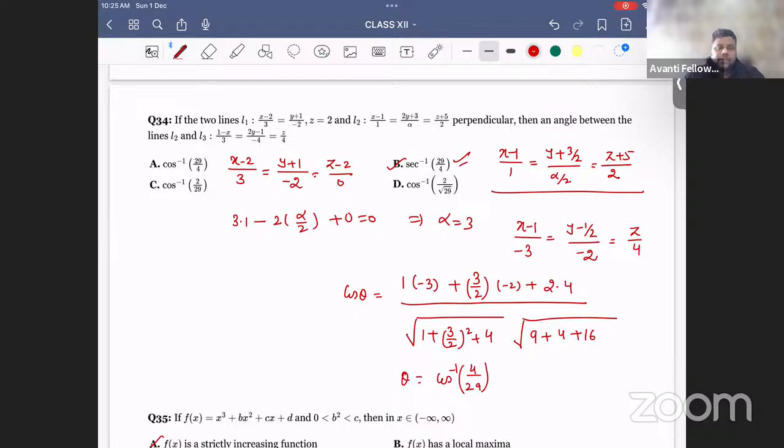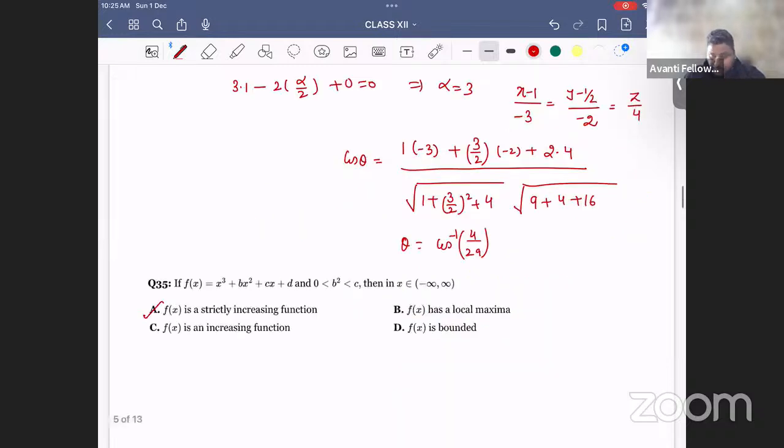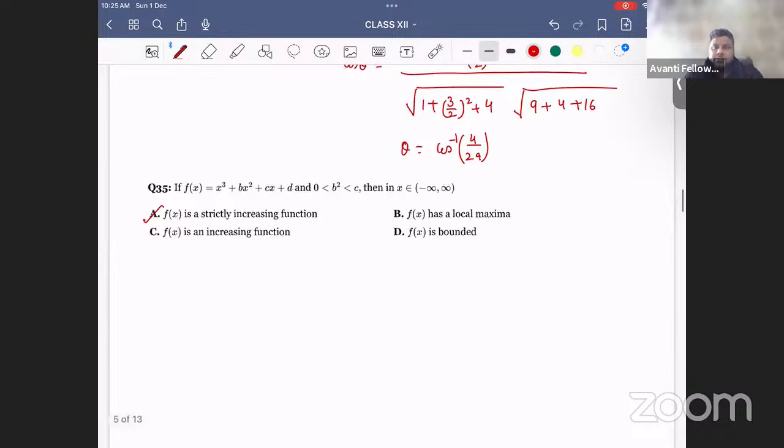Am I clear? And that was a good question. Simple yet important. Got it? Now the next one. This equation where b square is less than c.